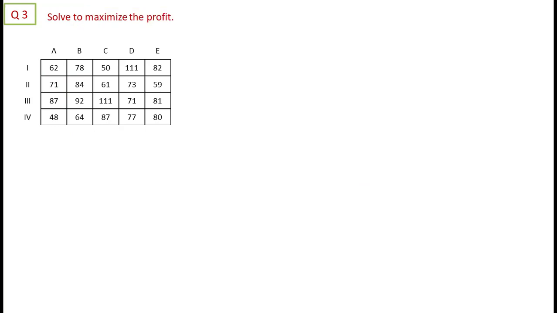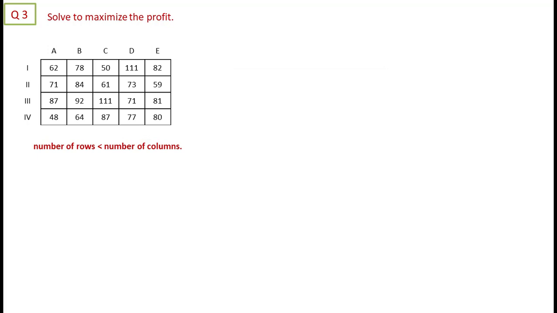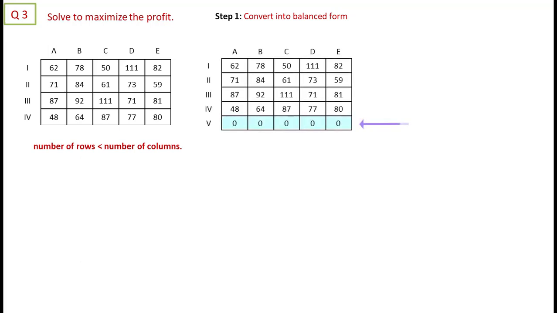That is, we have to make an assignment in such a way that the profit should be maximum. Here the number of rows is 4 and the number of columns is 5. That is, the number of rows is less than the number of columns. So the given problem is unbalanced and a case for maximization. Our first step is to convert it into a balanced form. Since the number of rows is less than the number of columns, we add a dummy row to make it a square matrix.